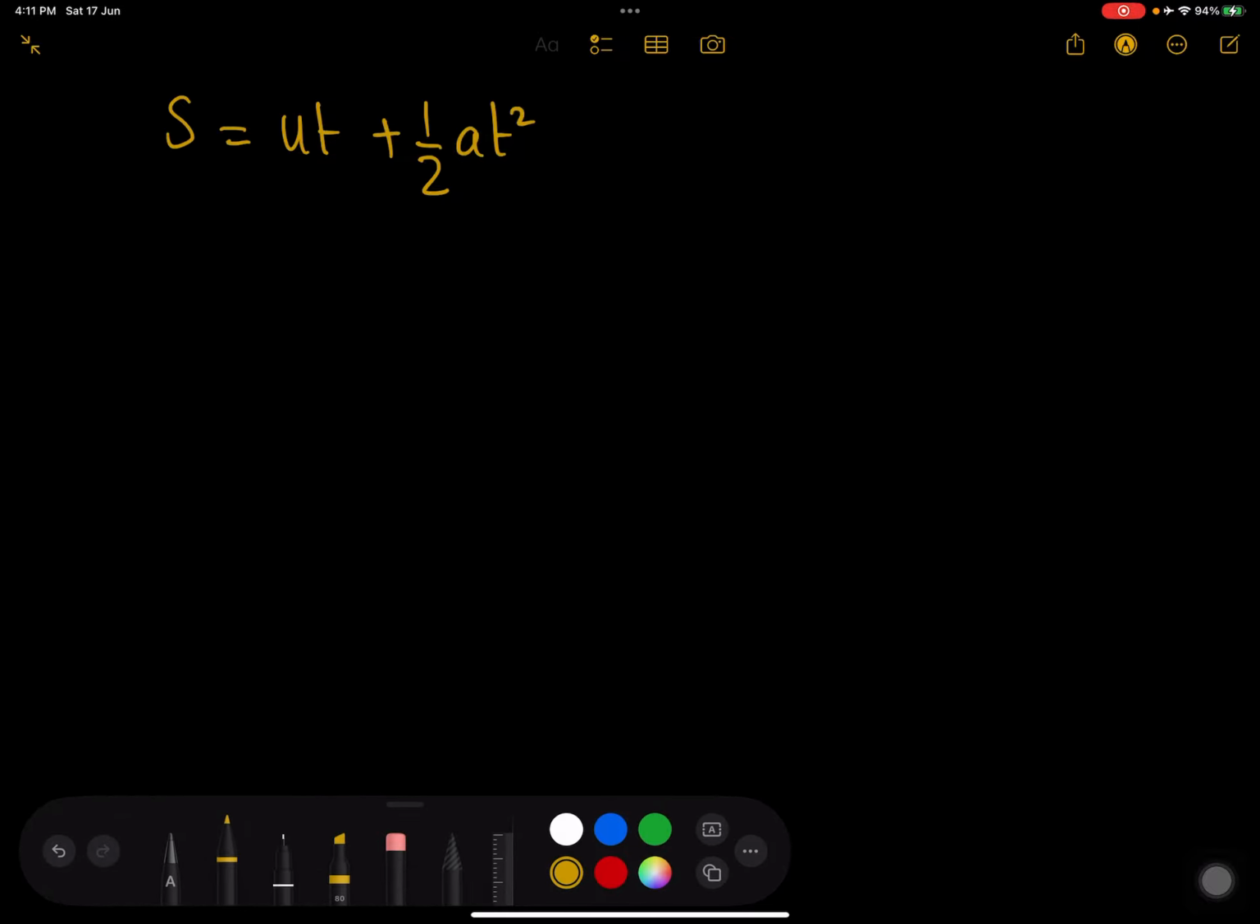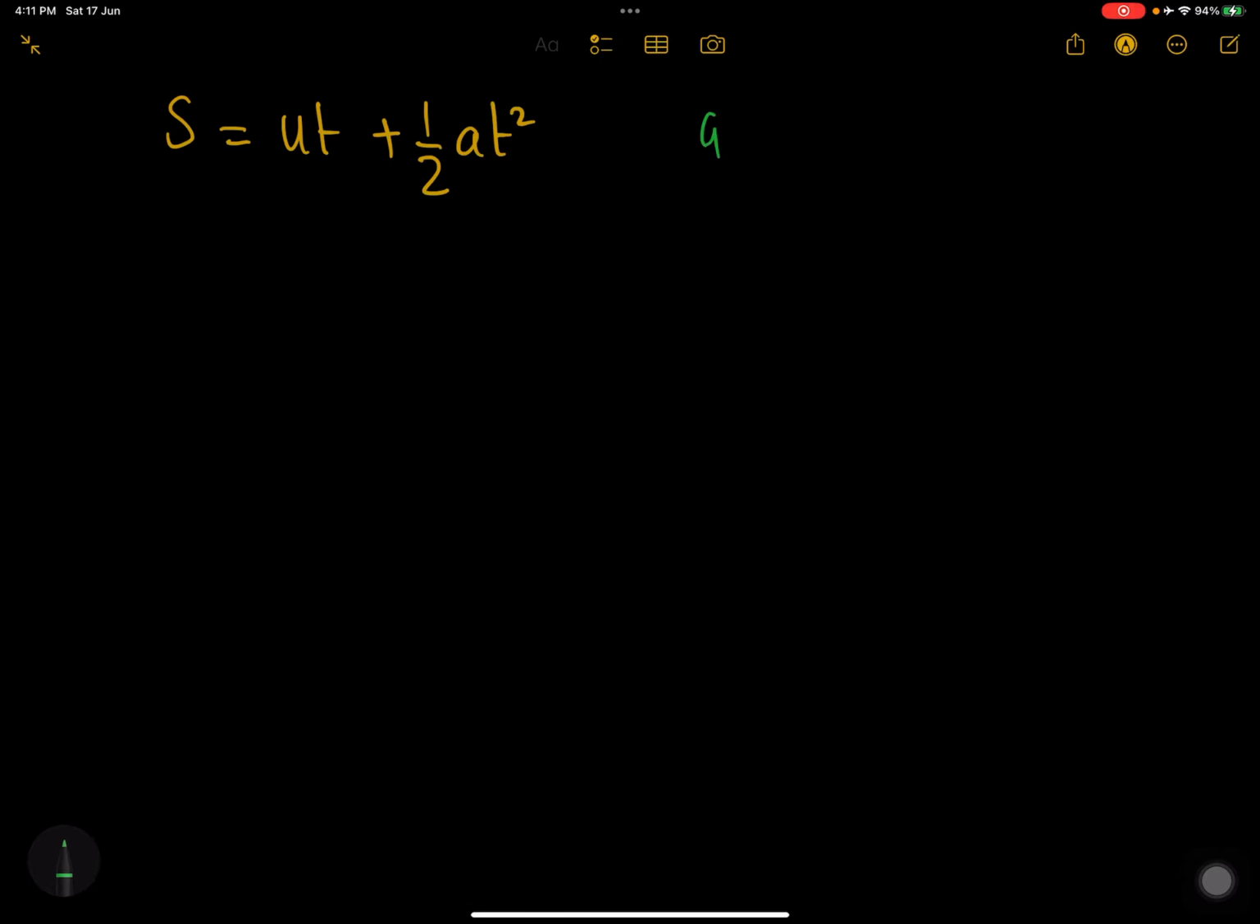Let's say you have s is equal to ut plus half of at squared. Those of you who are doing physics, some of these formulas will come easy to you, but we're not doing physics today. We're doing math. We want a to stand alone. So the first thing we're going to do is to move ut to another place. So s is ut plus half of at squared.